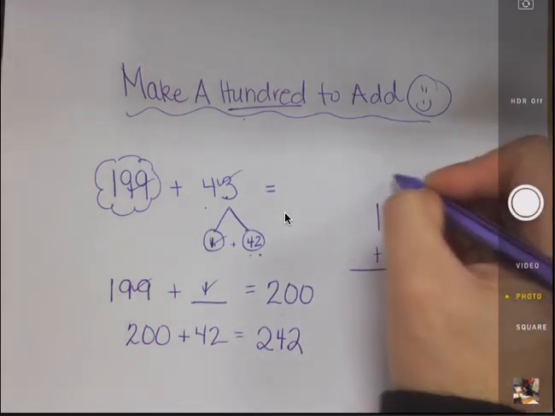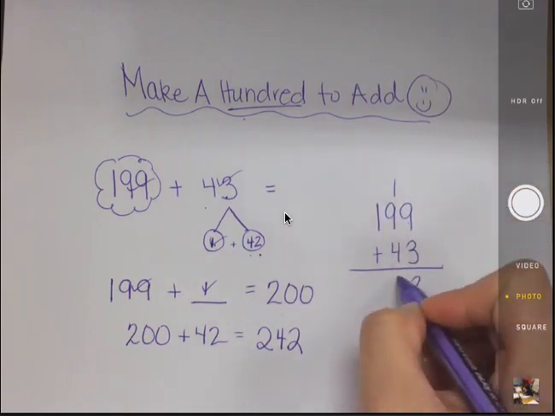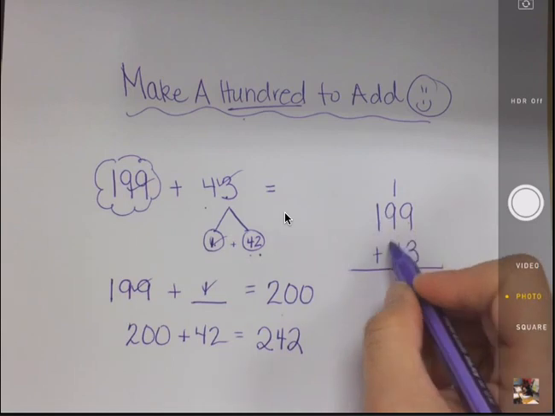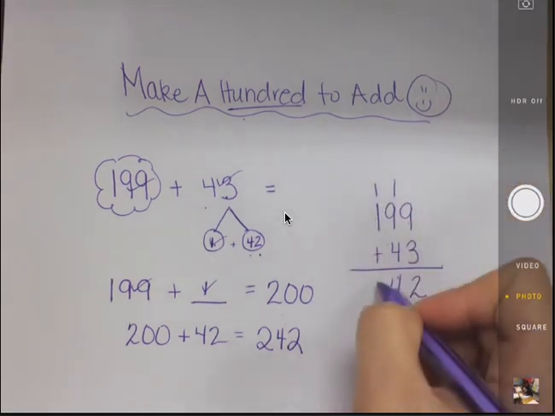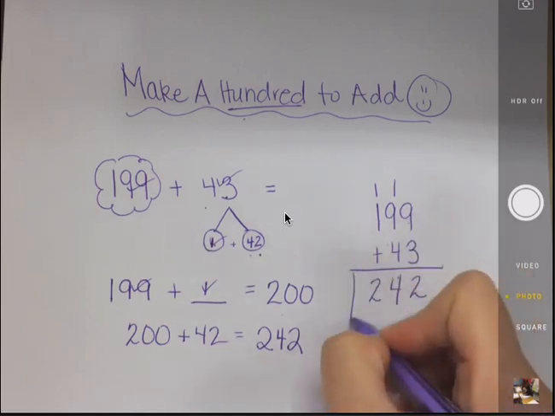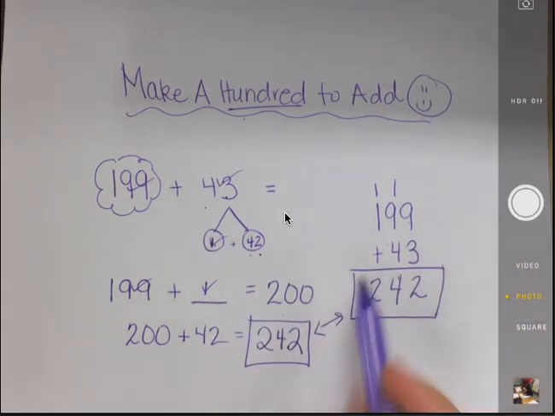Put down the 2, carry the 1, 9, 10, 11, 12, 13. Carry the 1, plus 1, that's 9, 10, 11, 12, 13, 14. Yay! Carry the 1 again. 1 plus 1 is 2. 242. You get that same answer.